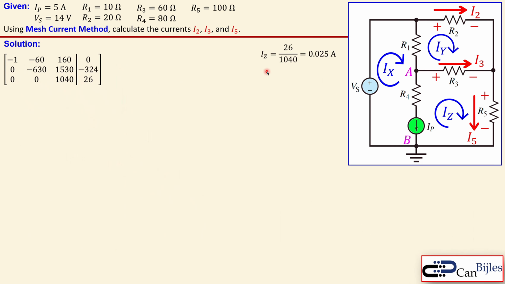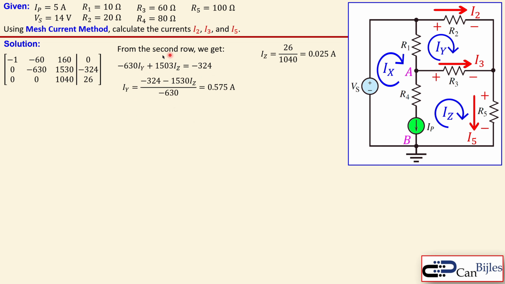Now let's collect them here, and this is the IZ we just calculated. Now we can go from the second row: minus 630 times IY plus 1530 IZ will be equal to this minus 324. But we know what IZ is, so the only unknown is IY. When you express IY in terms of the others, so you replace this to the right side and then divide by minus 630, you get 0.575 amps or 575 milliamps. Now we have the IY also.